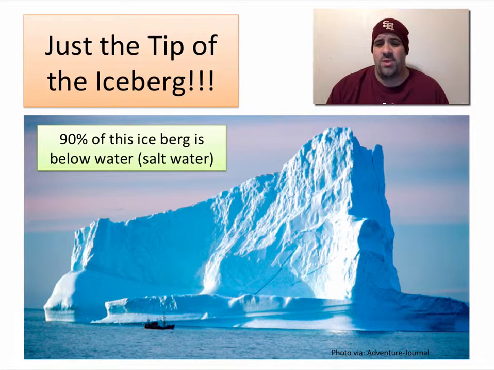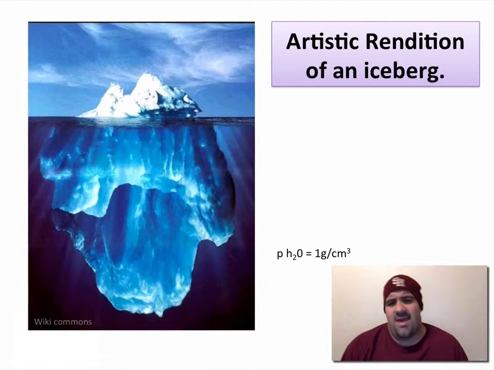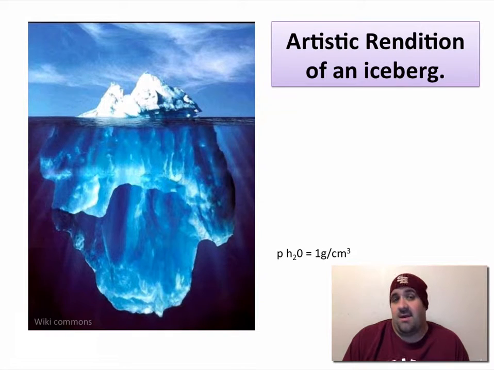So if you were in the ocean and you saw a giant iceberg like this in the picture, that's only about 10% of the actual ice. The other 90% will be submerged beneath the water. And this here is an artistic rendition of an iceberg. You see about 10% above and 90% below. That kind of gives you an idea why a big ship like, say, the Titanic might have accidentally hit an iceberg. Most of it is underwater. It's going to be hard to see exactly where it starts.